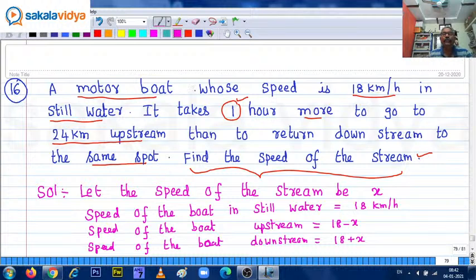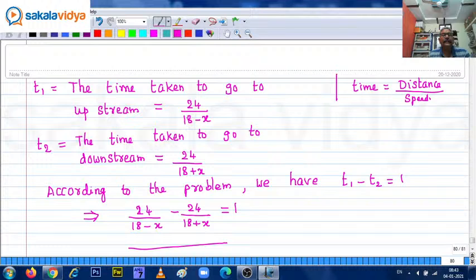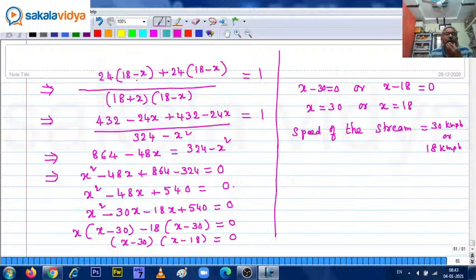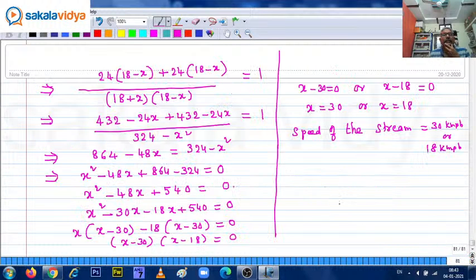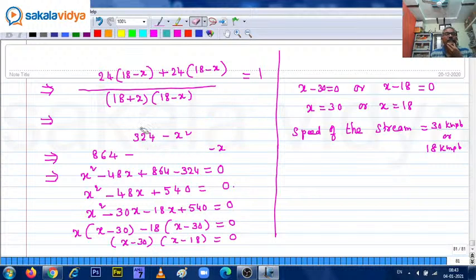Here the speed of the motorboat is 18 kilometers per hour in still water. 1 hour more to go 24 kilometers. 18 minus x. Okay, up to this one is correct. Sorry, this is 24. Correct only. This is 24 minus x is 1. Up to this step. Wait. 24 into 18 plus x. Sorry, here we did wrong. Absolutely wrong, because I didn't observe.